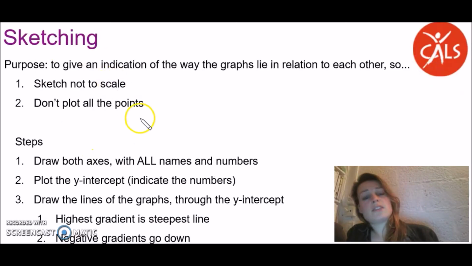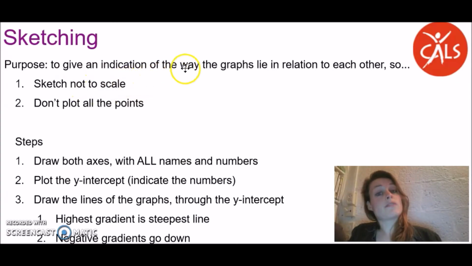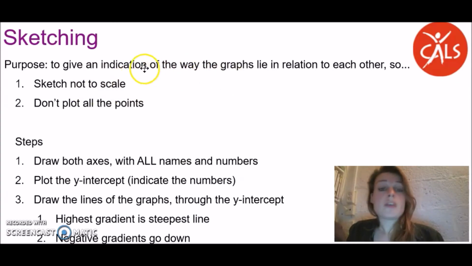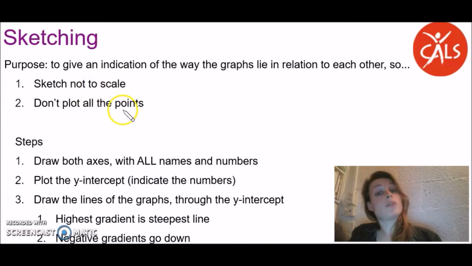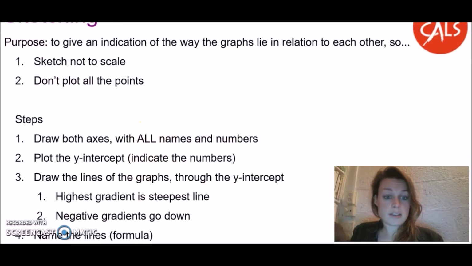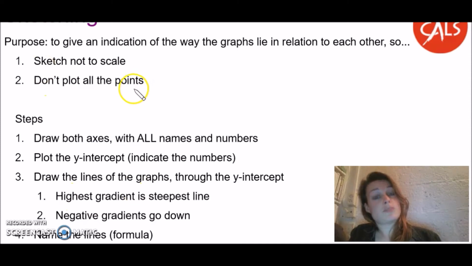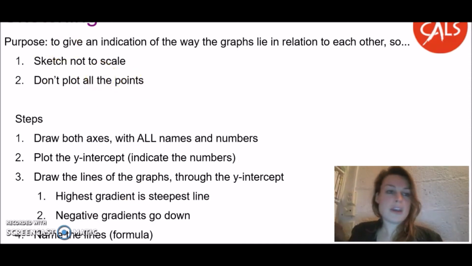So sketching is something we did last lesson, and it is to give an indication of the way the graphs lie in relation to each other. So it's not to scale and you don't have to plot all the points. And here you can see all the steps that you have to take to make a sketch. Let's see, and here is the last step. And if you want to read it, press pause and then you can read it slowly. I'm going to give you an example of how to do it.